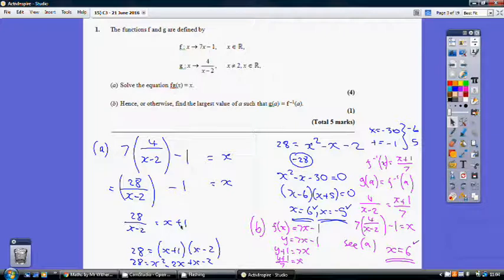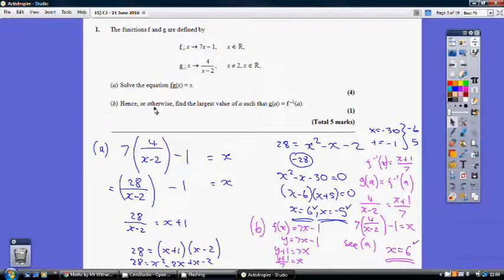Multiply both sides by x plus 2 gives me this. Multiply out the pair of brackets. Gather the like terms of the x's in the middle. Take away 28 from both sides, and I've got a quadratic to solve. This factorizes to x minus 6, x plus 5 equaling 0. So my two solutions are x equaling 6 and x equaling minus 5.